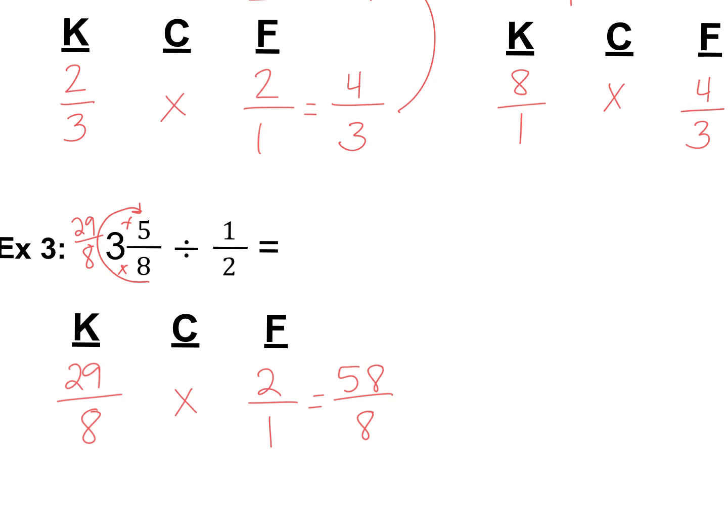Okay, hold on. Pause. So 8 goes into 58 7 whole times. I know because 7 times 8 is 56. So if I subtract 56 from 58, I have 2 left over out of 8. So it should be 1/4. 7 1/4.